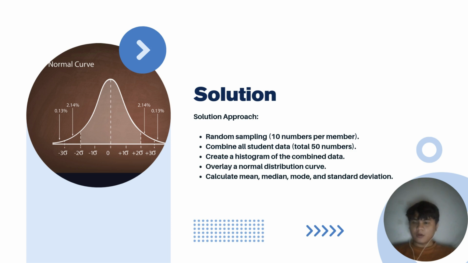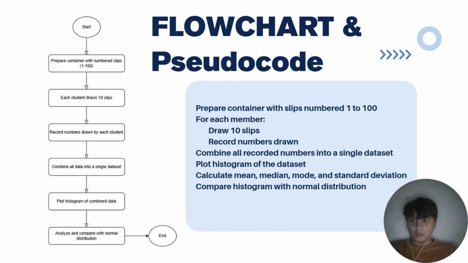First is the mean, or average, which tells us the central value of the dataset. And then the median, which shows the middle value when the numbers are ordered. Then the mode, which indicates the number that appears most often. And finally, the standard deviation, which tells us how spread out the numbers are from the mean. By calculating this, we could better understand the distribution and confirm whether our sample data approximated normality.